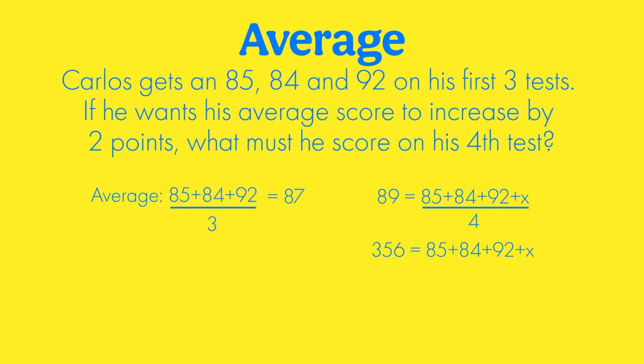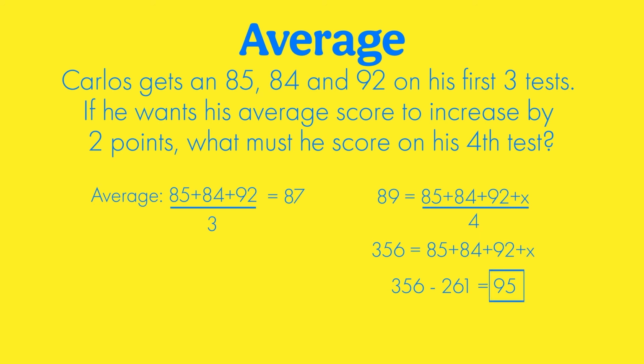Okay. So we get 356, and then what we're going to do is subtract that number that we got before. So we did 85 plus 84 plus 92. So we're going to plug that in the calculator. 84 plus 85 plus 92, and then that gives us 261. So we have 356 minus 261 equals 95. So in order to get an average score of 89, he has to get a 95 on the next test.